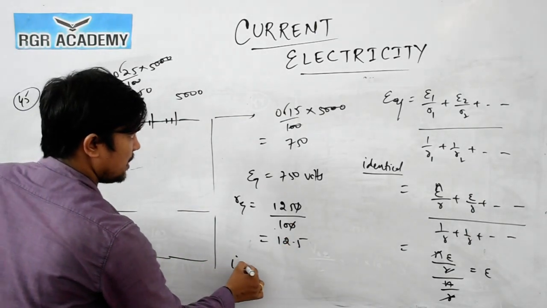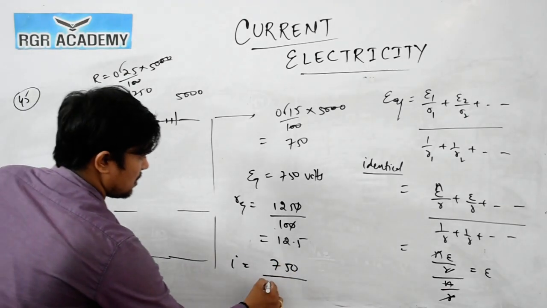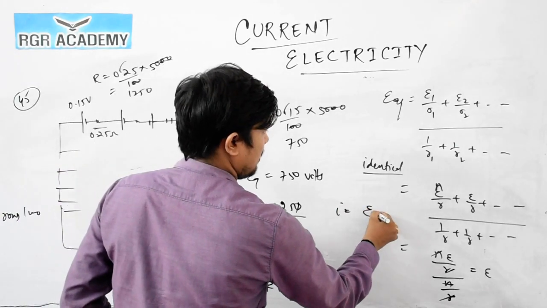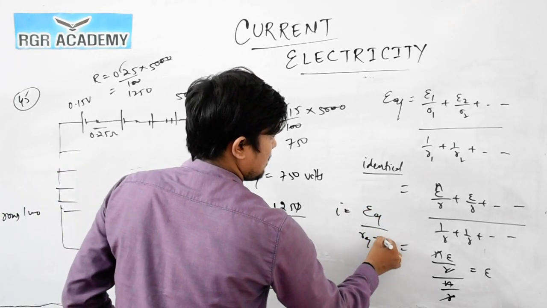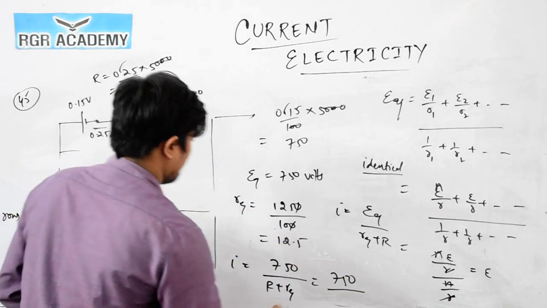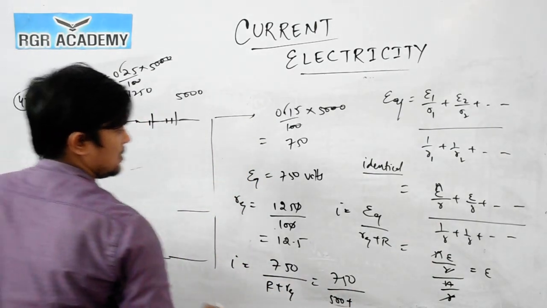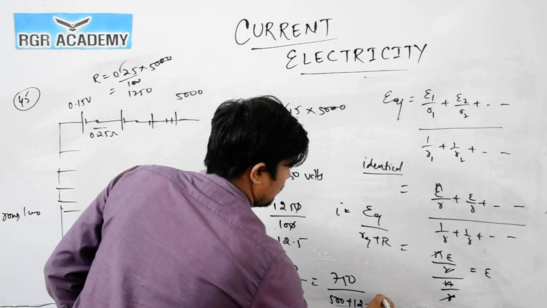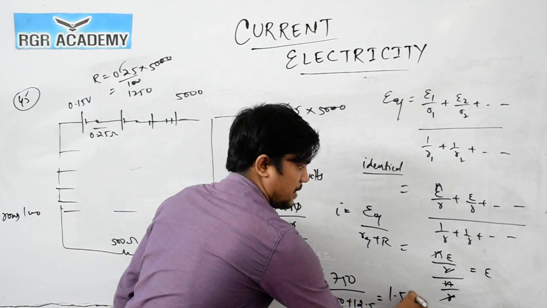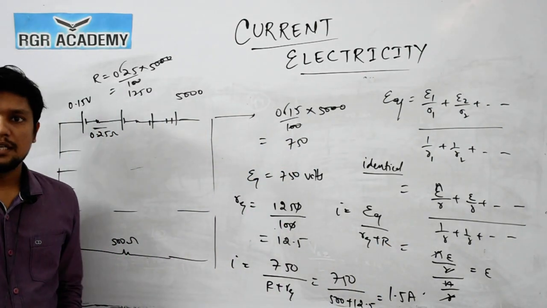So current will be equal to E equivalent divided by R equivalent plus R. Okay. So 750 divided by, what is R? R is 500, plus the internal resistance, 12.5. Okay. So if you solve this, approximately around 1.5 ampere will be the answer. Okay. So I hope the questions are clear. Thank you.